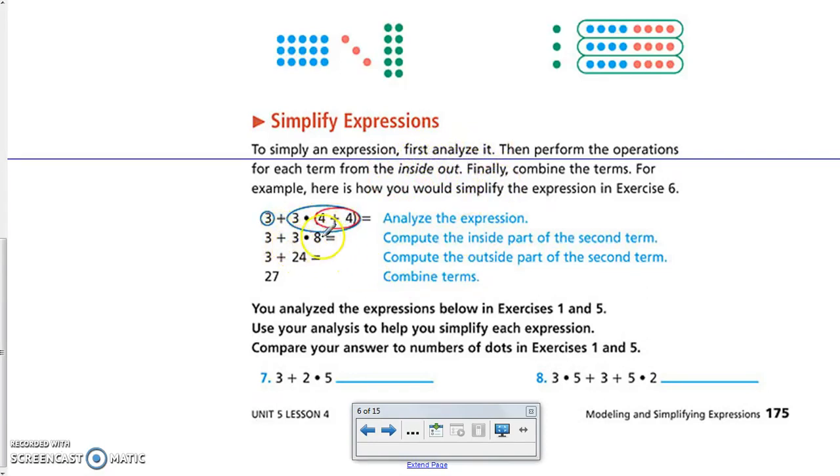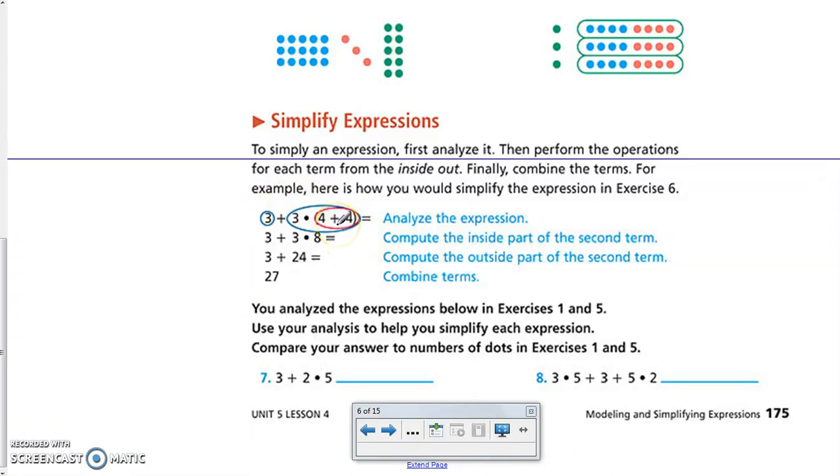So they showed that here, where they circled the parentheses in 4 plus 4. Then they looked for multiplications, which is right here. Because there were no powers, I jumped to that third step. And finally, looking for any additions and subtractions, it's right there, so we have two terms. If you were going to solve this, you can work from the inside out, or just do PEMDAS.